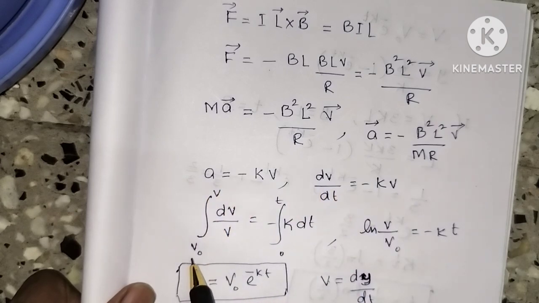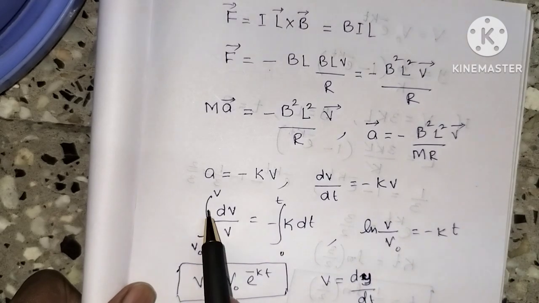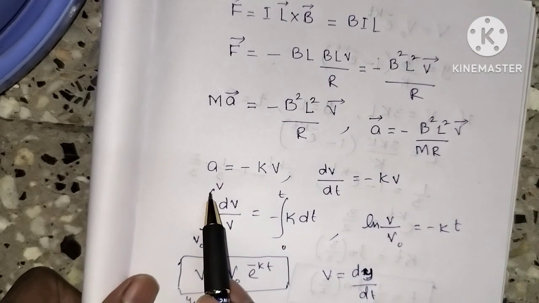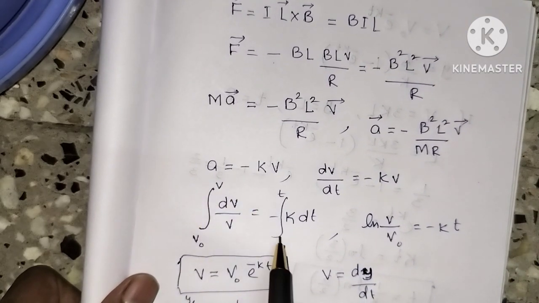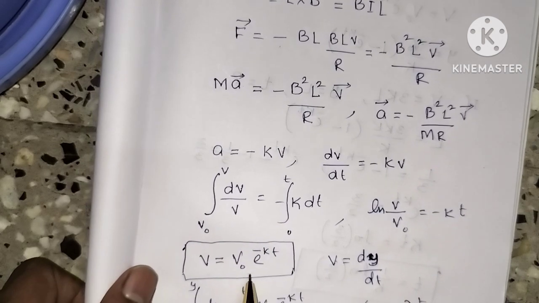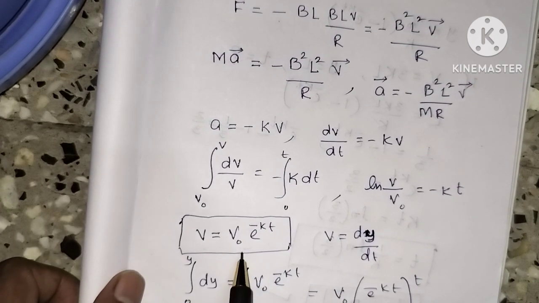Do simple integration. Initial speed is V0. After some time velocity changes, so the final limit is V. This is simple. What will you get? V is equal to V0 into e power minus kt. It means the velocity of the loop is decreasing exponentially.